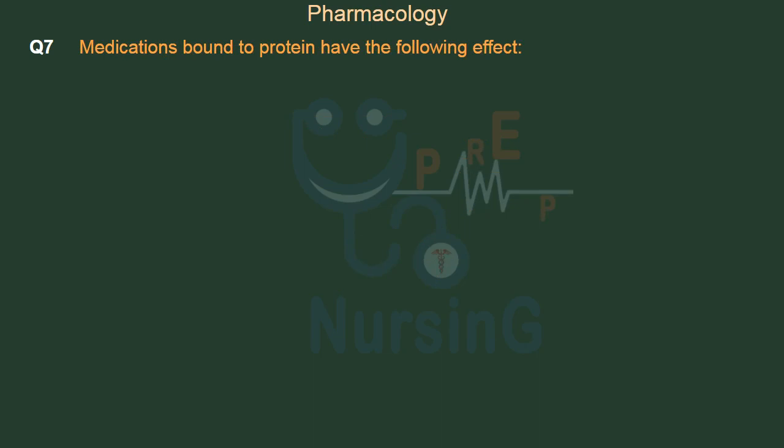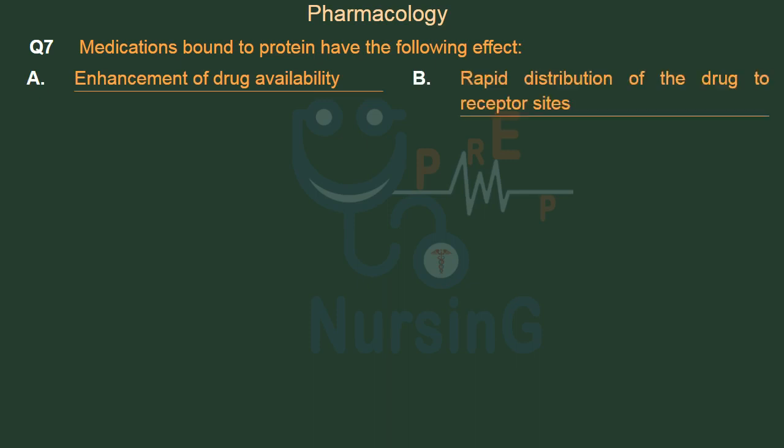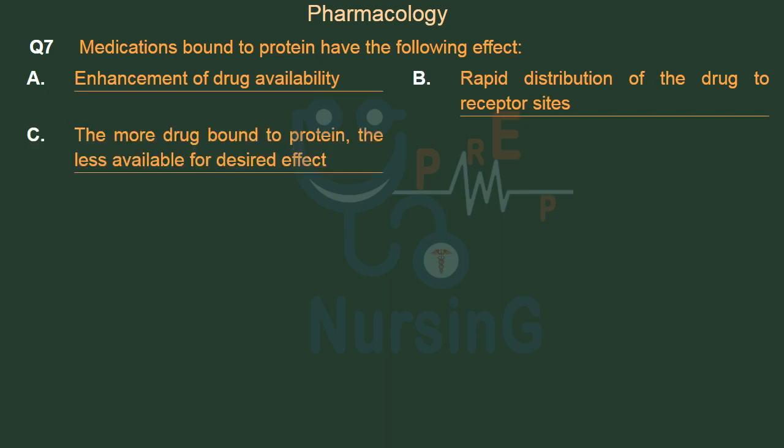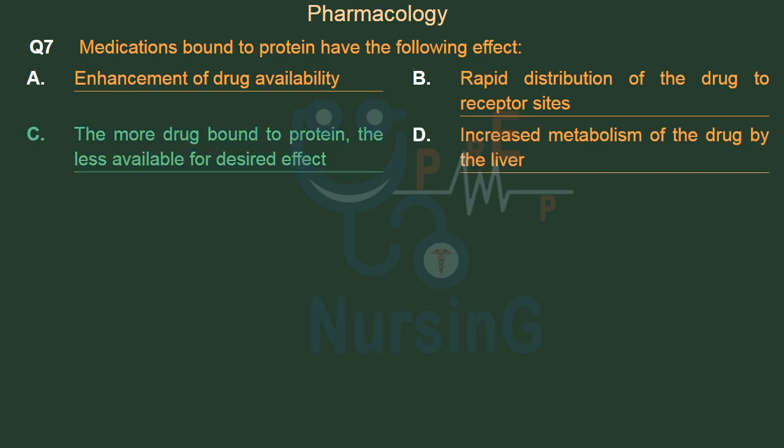Medications bound to protein have the following effect. Option A. Enhancement of drug availability. Option B. Rapid distribution of the drug to receptor sites. Option C. The more drug bound to protein, the less available for desired effect. Option D. Increased metabolism of the drug by the liver. Right answer is Option C.